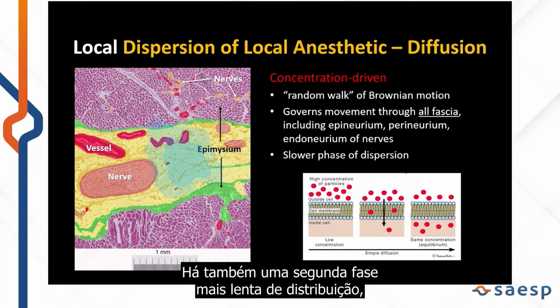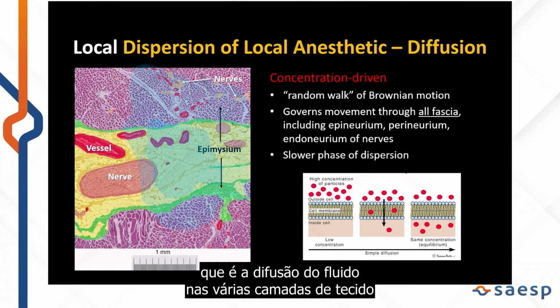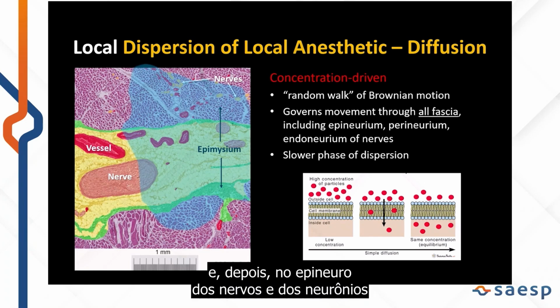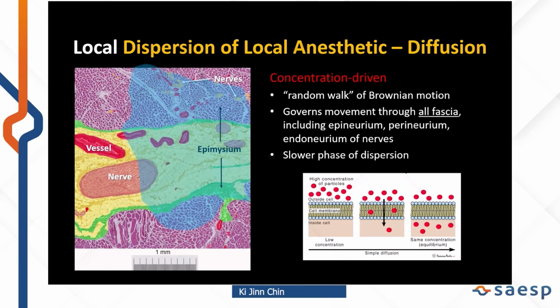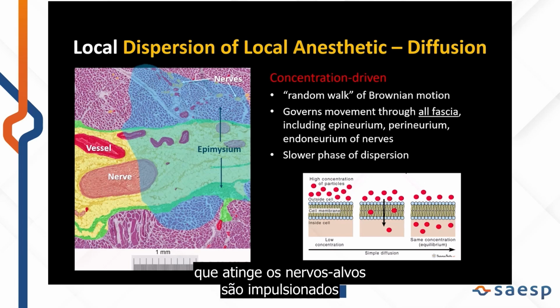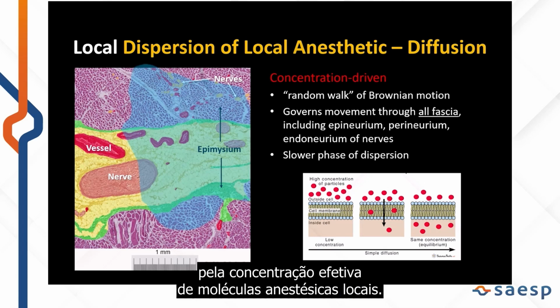There's also a slower second phase of distribution, which is diffusion of fluid through the different tissue layers and then finally across the epineurium of individual nerves and neurons to produce ion channel blockade. This movement and the mass of drug that reaches the target nerves is driven by the effective concentration of local anesthetic molecules.